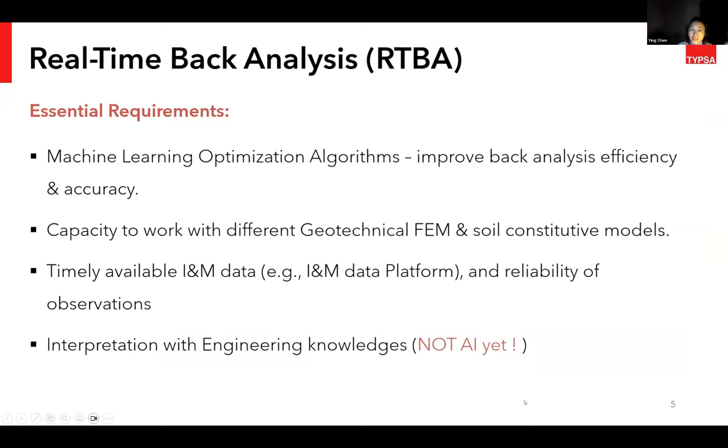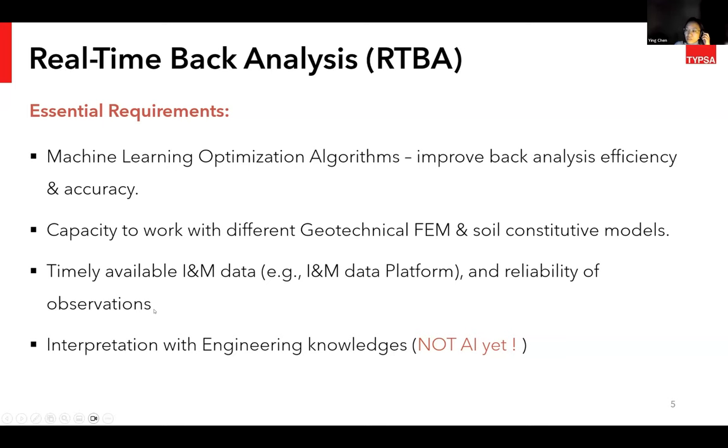For real-time back analysis, it's essential to have the machine learning optimization algorithm in place, because that can significantly improve the back analysis efficiency and accuracy. We also need real-time back analysis to have the capacity to work with different geotechnical numerical modeling. We have so many different software programs dealing with 2D and 3D modeling, so it needs to deal with them. Academia also keeps developing lots of advanced soil constitutive models, so this RTBA also needs to be able to deal with them.